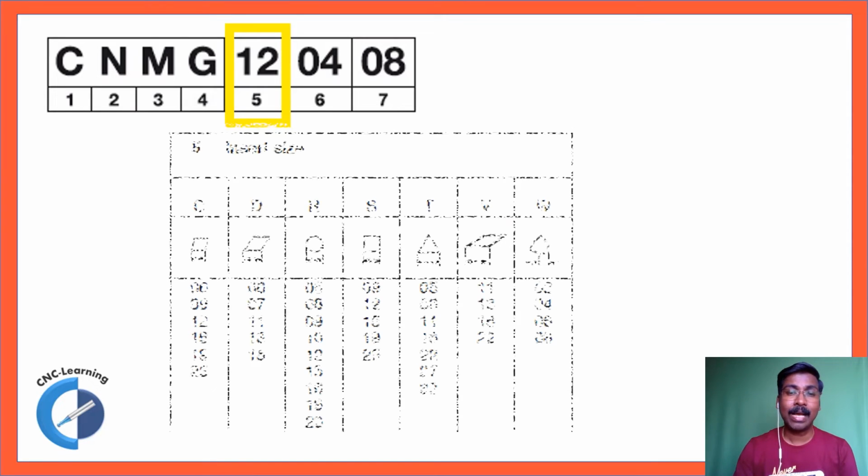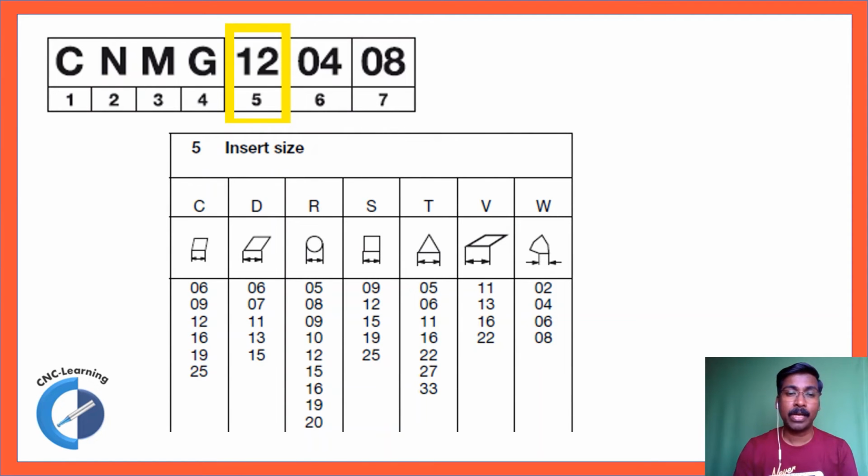Now what does 12 stand for? That is for the insert size. So you can see the different shapes of the insert. For a C-type insert, this is the cutting edge length. For D it is this, for round it is this, for S it is this. So this is mentioned like that. In this case it is a cutting edge length of the insert of 12 mm.